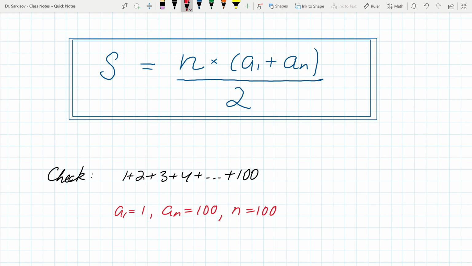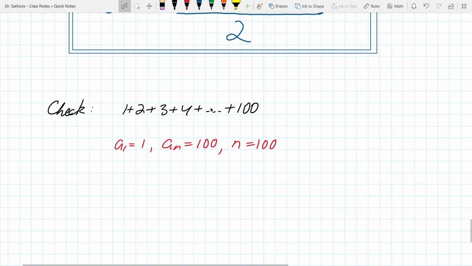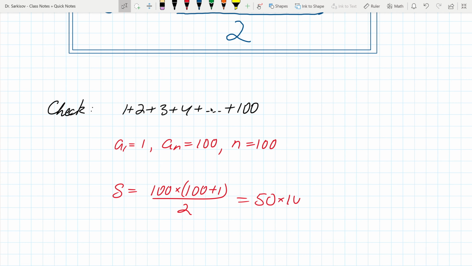And so what do I do? I add up the numbers, and to add them up, I say, okay, well, the sum is equal to the number of terms, 100, times the sum of the first and last. That's 101, all over 2, and that's 50 times 101. And that's exactly 5050, check mark, right?